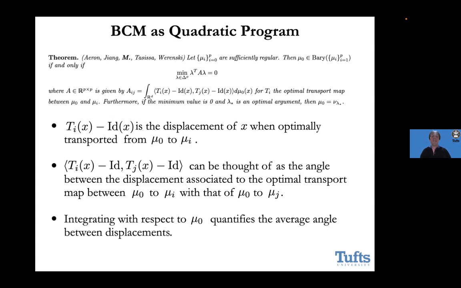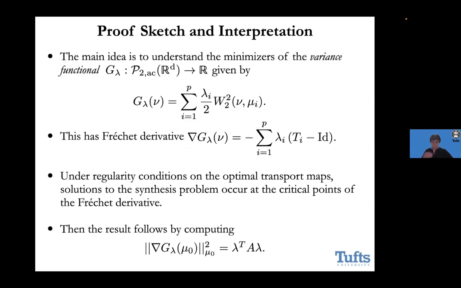So the way I think of this is that Ti of x is the W2 optimal transport map between mu0 and mu I. And so when I subtract the identity, I'm basically looking at the displacement of a vector when I transport from mu0 to mu I. So I'm taking inner products of these displacement maps and then averaging them. So essentially, the terms of this integral can be thought of as average angles between displacements of these maps.